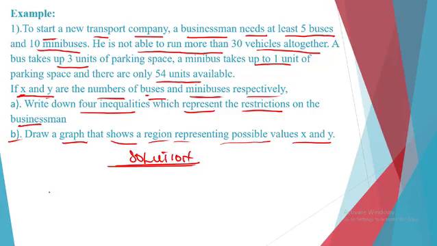So the first inequality is X, which is bus. X is greater than or equal to 5. Do you know why we used greater than or equal to? They said that a businessman needs at least. At least means the lowest he should have is 5. So it should be from 5 and above. That is why we are using X equal to or greater than 5.